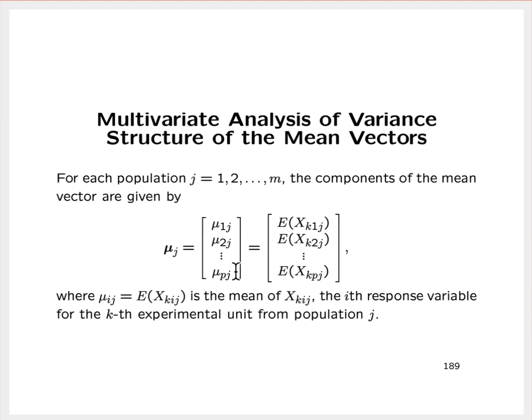And these are the means of the corresponding response variables for the jth population. So mu sub ij is equal to the expected value of x sub kij, where x sub kij is the ith response variable for the kth experimental unit from population j. So again, the mean vector for a given population is just the vector containing the means of the p response variables for that particular population.